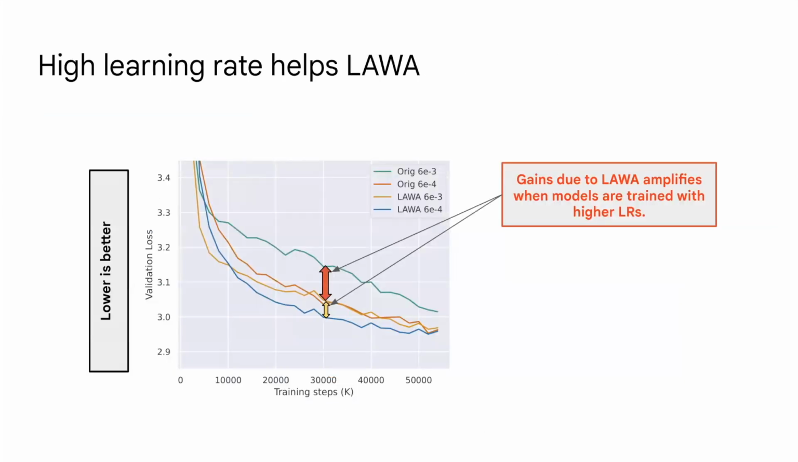Okay, so a higher learning rate helps LAWA. Everything remains the same. Original means the standard training run. LAWA means we have added an extra step on top of the standard training run, which I have discussed earlier. Validation loss: lower is better. The x-axis remains the training steps in thousands. As you see, with higher learning rates, the gains from LAWA, this averaging technique, are amplified. So with high learning rates, LAWA helps, this specific form of averaging technique helps.